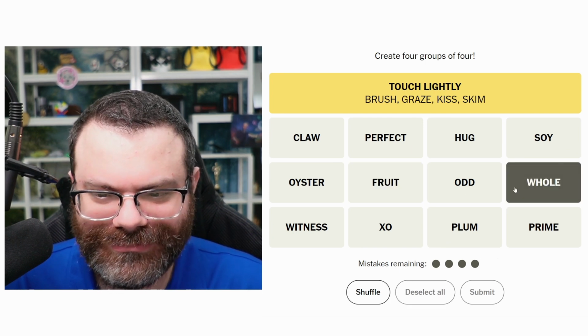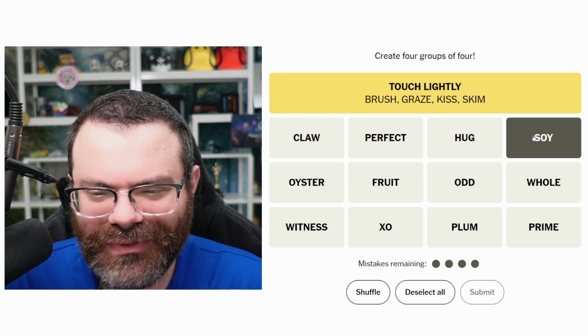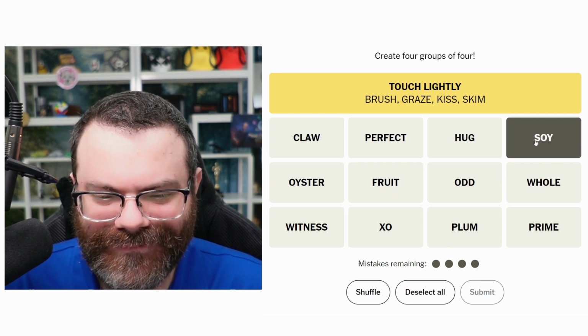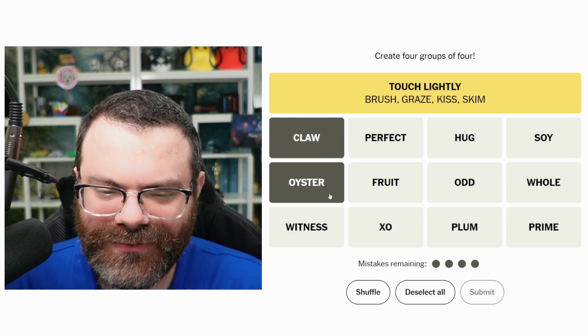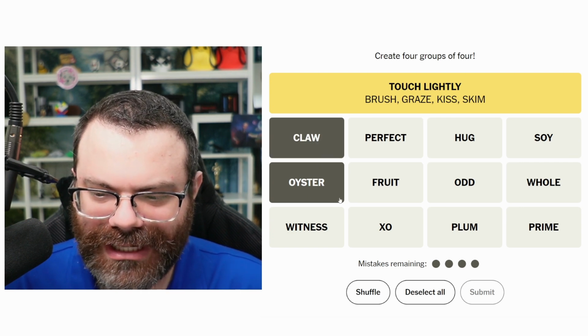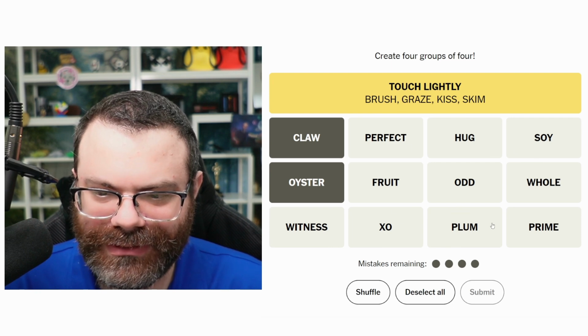Whole fruit. So what does soy go with, then? No idea. Oyster. Oyster and claw? Are these like seafood that you might eat? I don't see what else would be seafood.